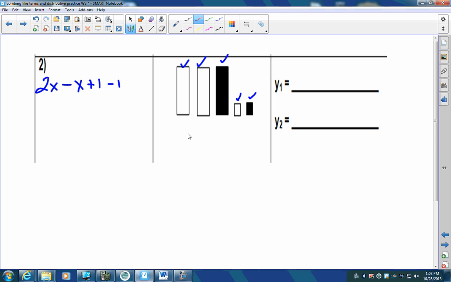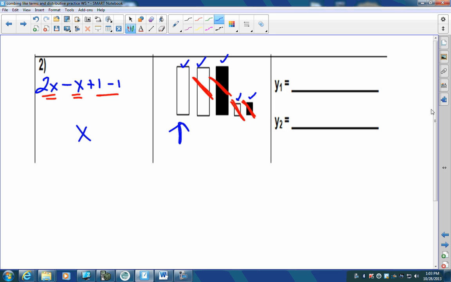When I simplify, a positive 1 takes away a negative 1. Well, that makes sense because right here, 1 minus 1 is 0. My x's, 1x takes away a negative x. Well, 2x minus 1x, 2 minus 1 is 1. So my answer is just an x. That's all that I have left, this right here.